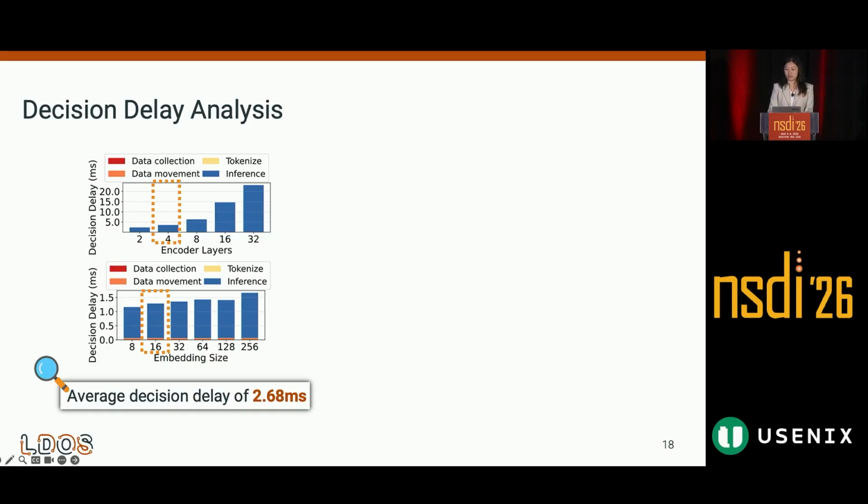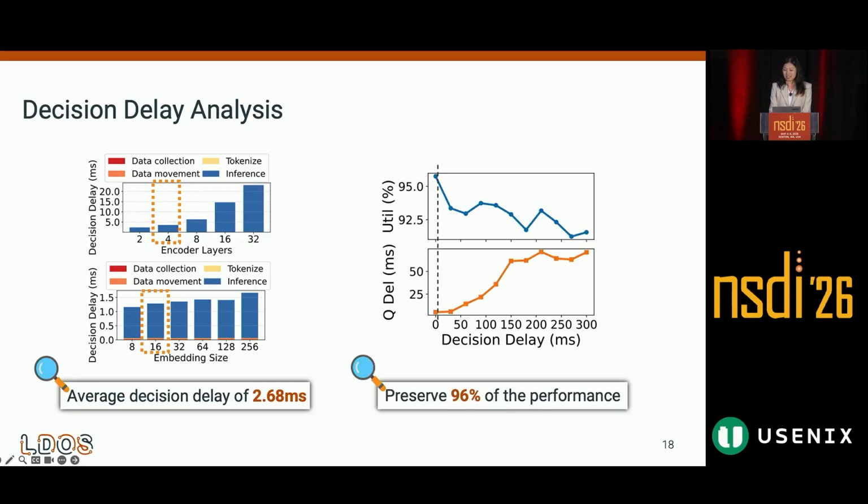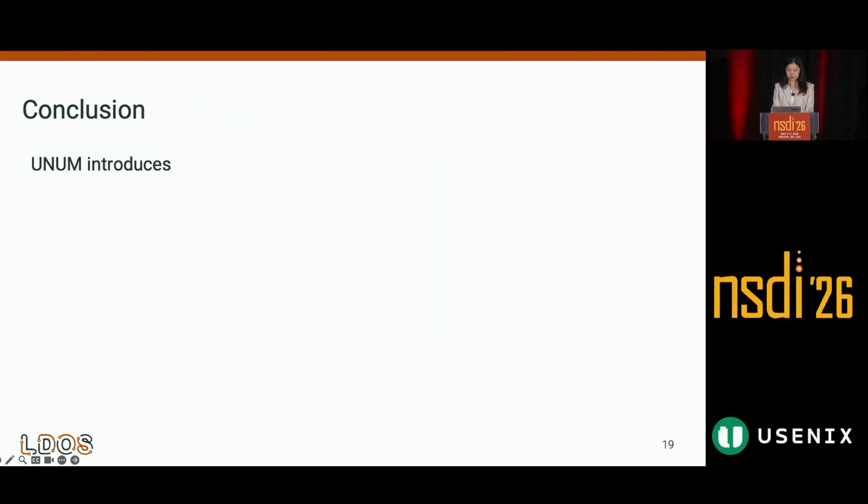We also quantify the decision delay of Unum. Note that all the measurements here are completely on CPU, no GPU is involved. The decision delay is dominated by the model inference. What we can also see from these two graphs is that encoder layers contribute most to the overhead. With our default configuration, which is highlighted in the orange box, we have 4 encoder layers and 16 embedding size. The average decision delay is only 2.68 milliseconds. Despite this delay, the performance impact is minimal. We try different delays on Orca Unum and see that with the current delay, Orca Unum is able to preserve 96% of its performance compared to an ideal no delay setting.